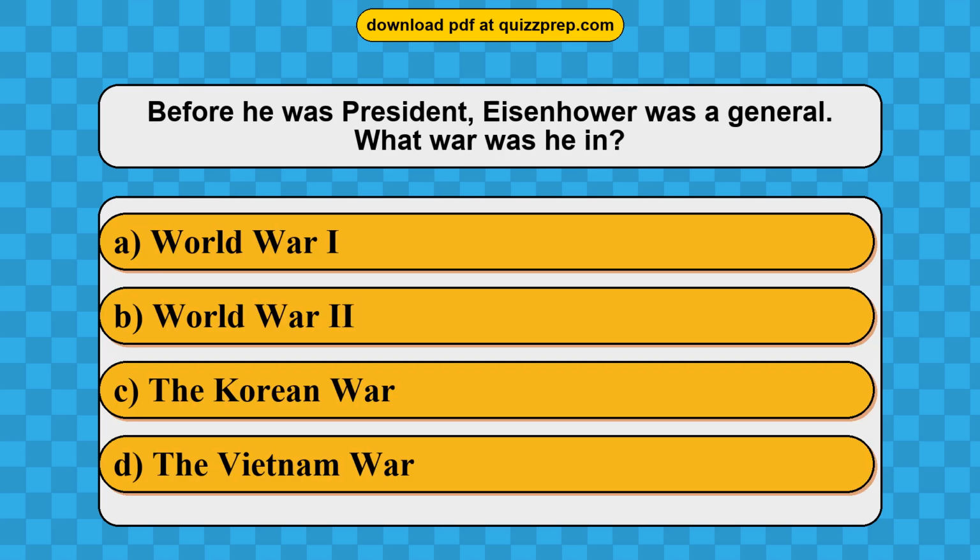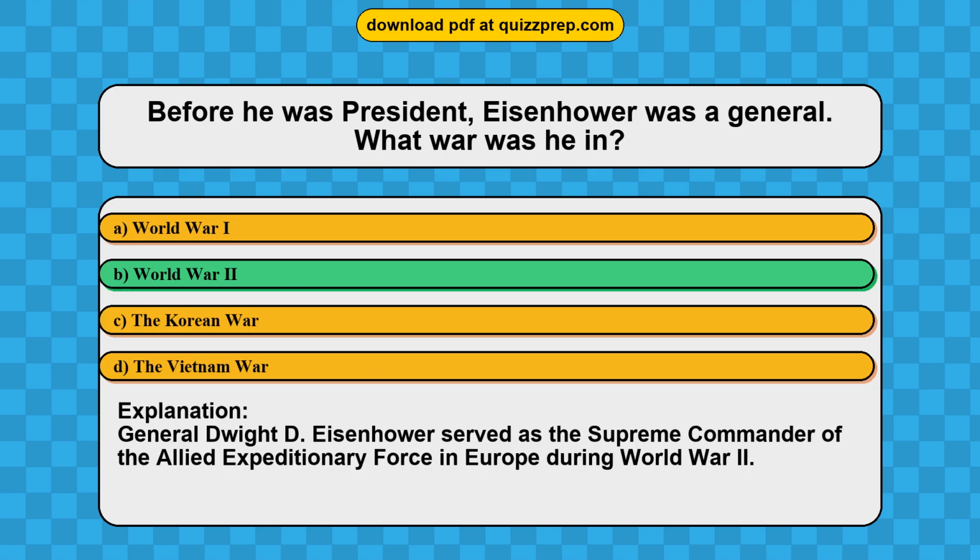Question 74. Before he was president, Eisenhower was a general. What war was he in? Option A, World War I. Option B, World War II. Option C, the Korean War. Option D, the Vietnam War. The correct answer is option B, World War II. General Dwight D. Eisenhower served as the supreme commander of the Allied Expeditionary Force in Europe during World War II.